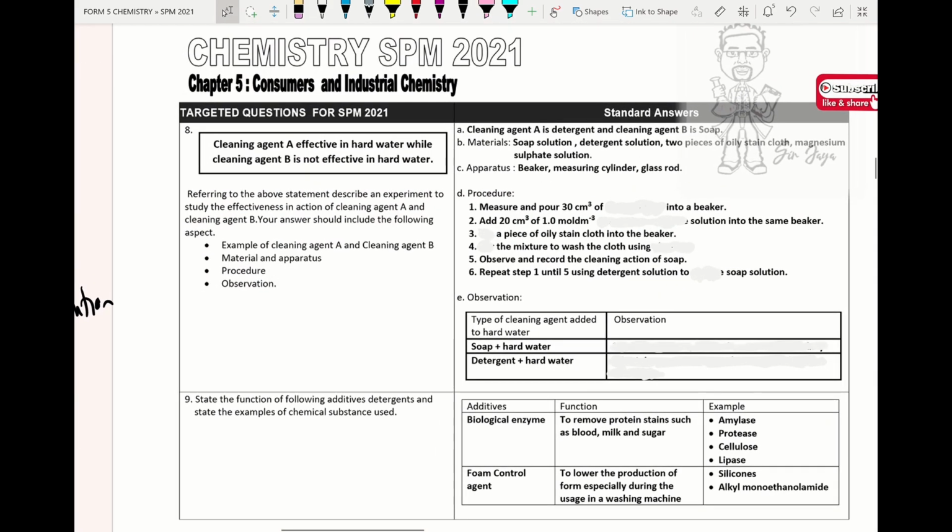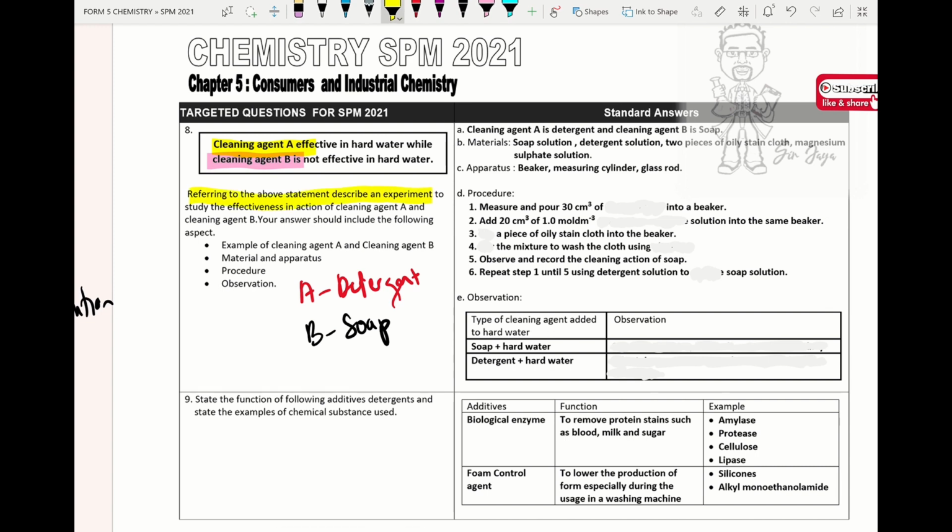Look at question number 8. Cleaning agent A is effective in hard water, that means A should be detergent. And cleaning agent B is not effective in hard water, so B should be soap. So we check the requirement of the question referring to the above statement.